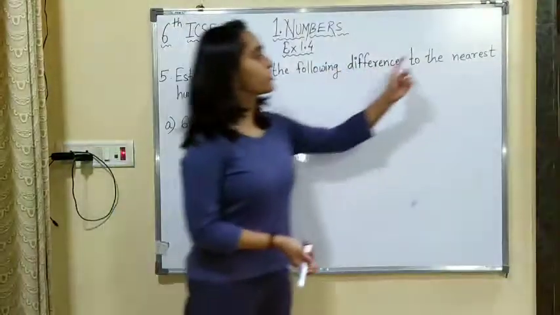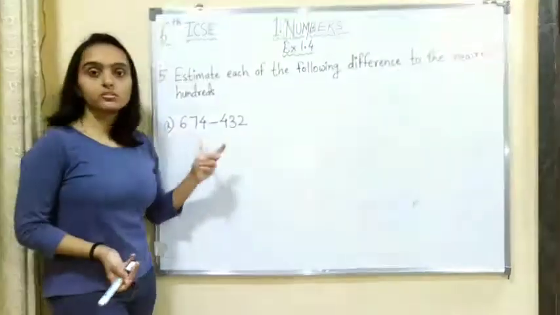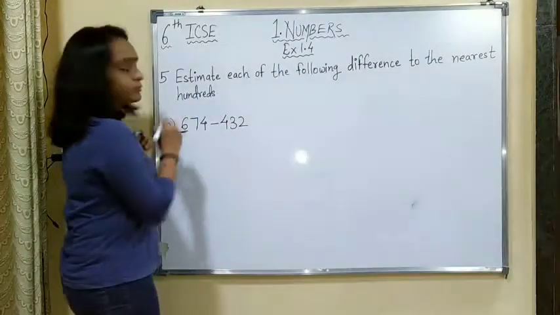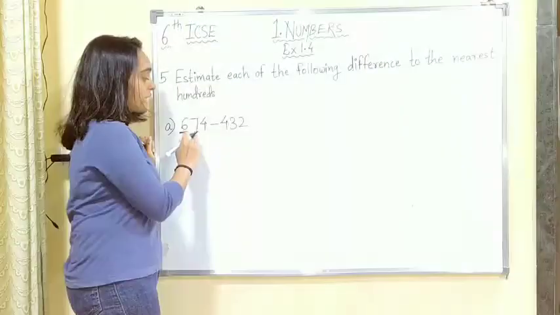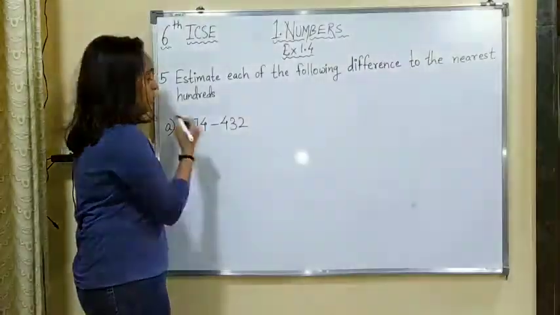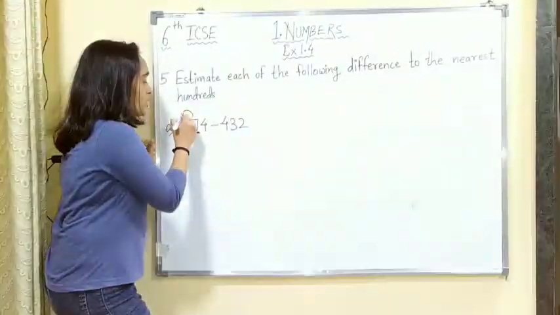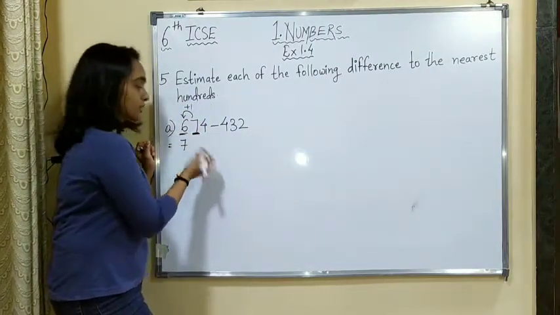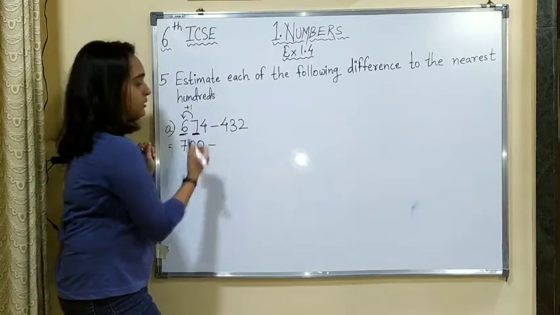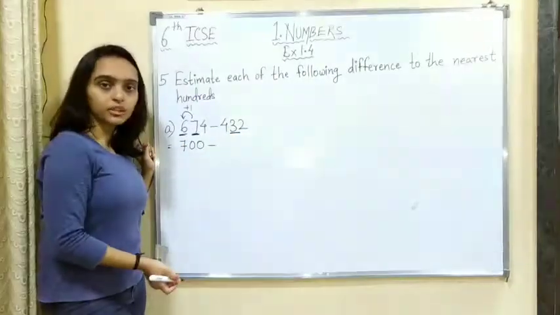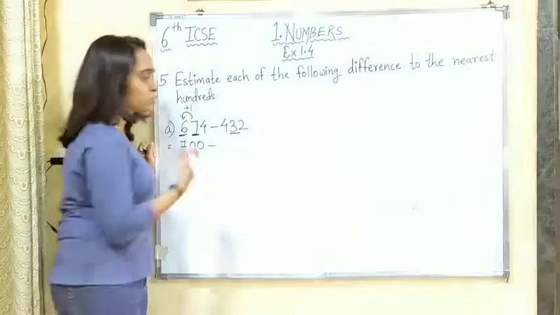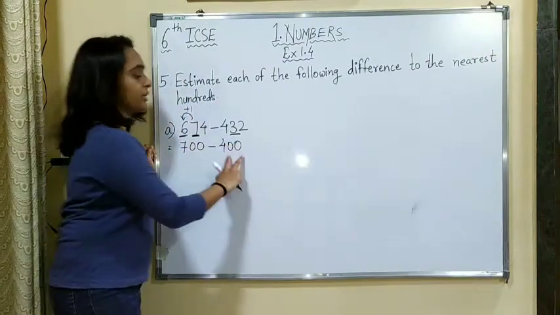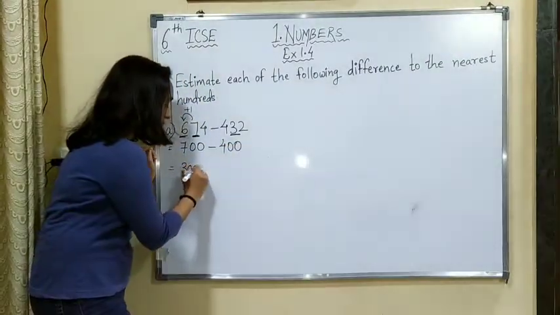Estimate each of the following differences to the nearest hundreds. So here we have to estimate the number to nearest hundreds place. That is till here. So we will see the digit at the tens place. It is 7. So it is greater than 5. We will add 1 here. So it will give you 6 plus 1 is 7, and then 2 zeros. Minus, here the number is 3. It is less than 5. So we won't add any number. So it will be 400. Now 700 minus 400 is 300.